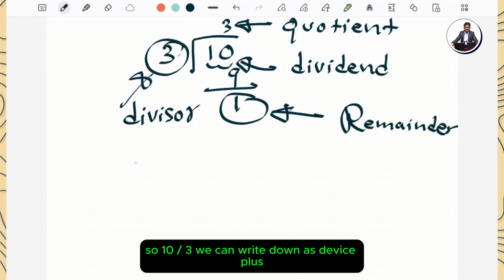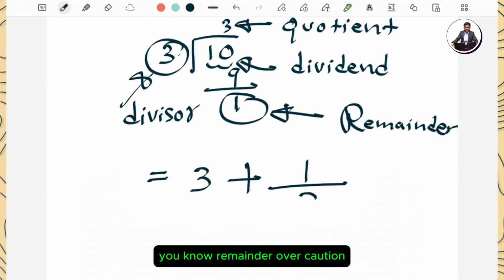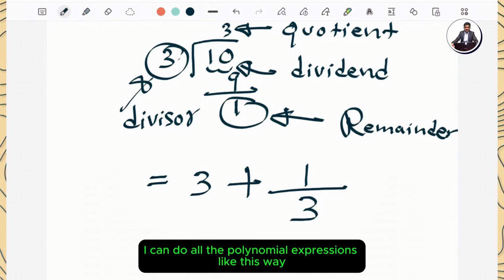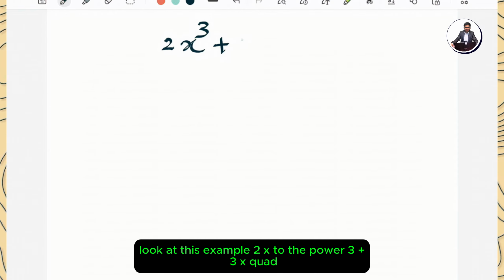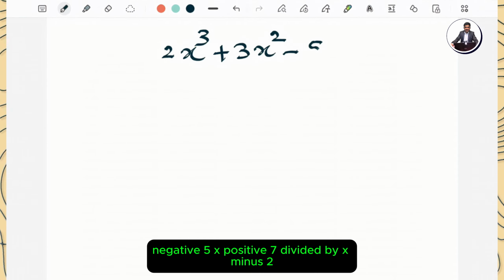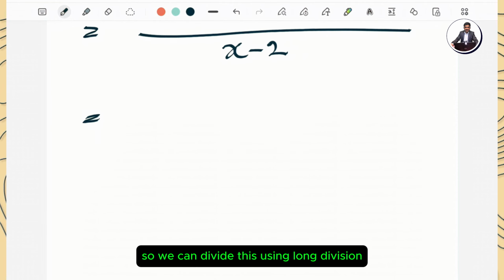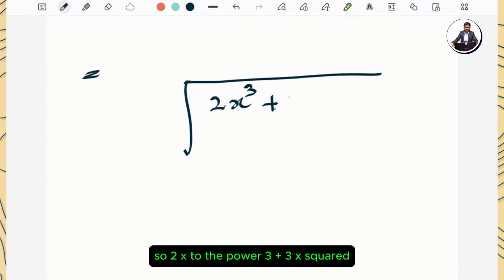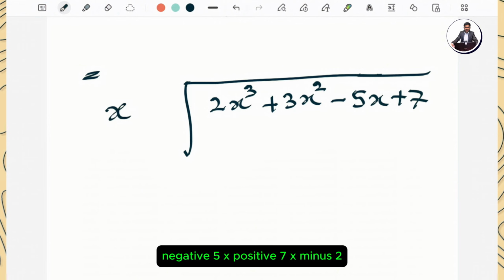So 10 divided by 3 we can write as quotient plus remainder over divisor. This is the answer. Similarly, I can do all the polynomial expressions this way. Look at this example: 2x to the power 3 plus 3x squared minus 5x plus 7, divided by x minus 2. So we can divide this using long division. So 2x to the power 3 plus 3x squared minus 5x plus 7, divided by x minus 2.